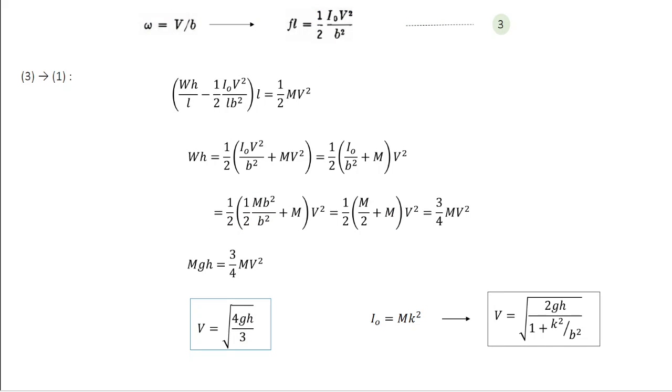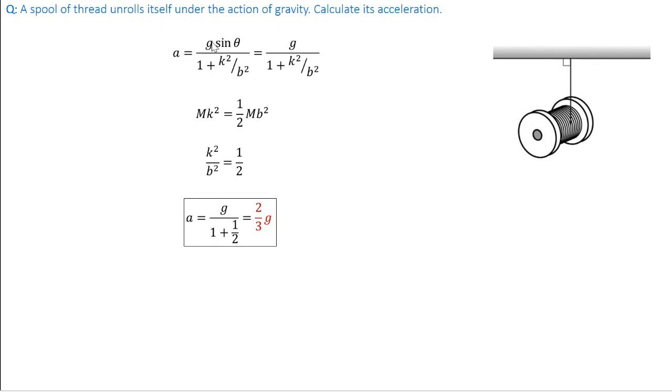If you want to consider a general scenario, instead of using the specific equation of moment of inertia, you can give a general equation like m k square. If you go back to yesterday's derivation, instead of I naught, you substitute m k square and follow the same procedure, you get a general expression for acceleration: a equal to g sine theta divided by 1 plus k square by b square. We are going to start with this general equation.